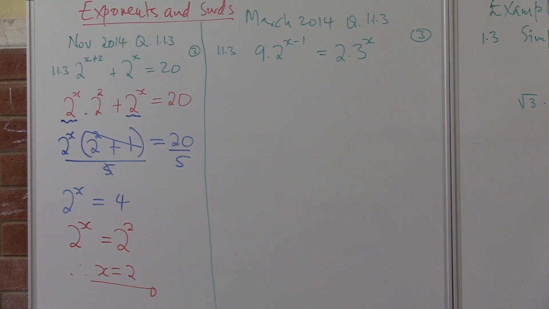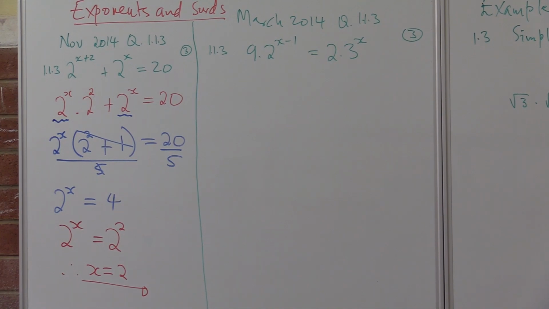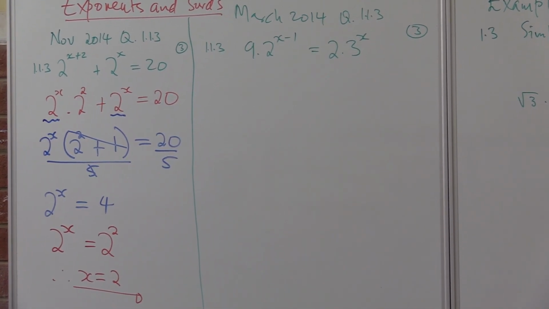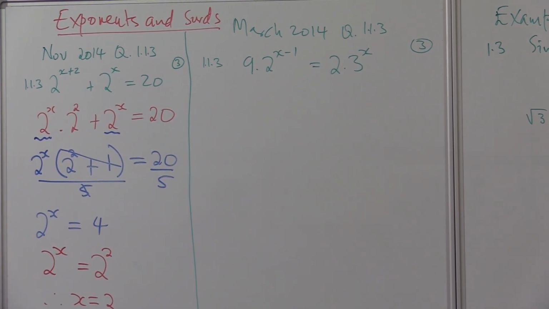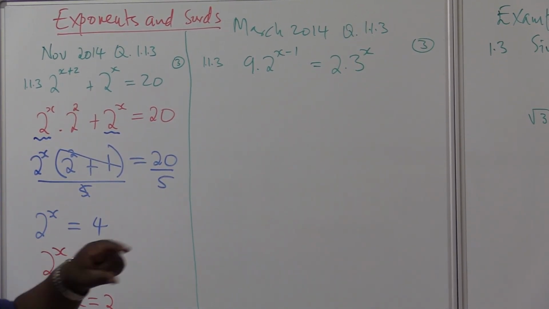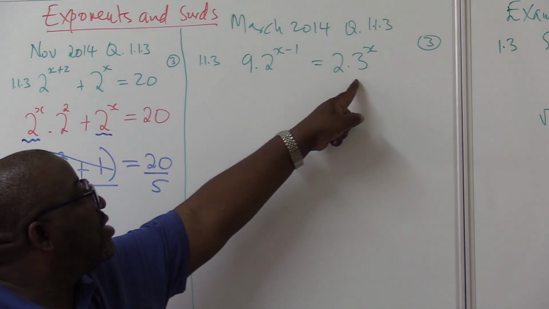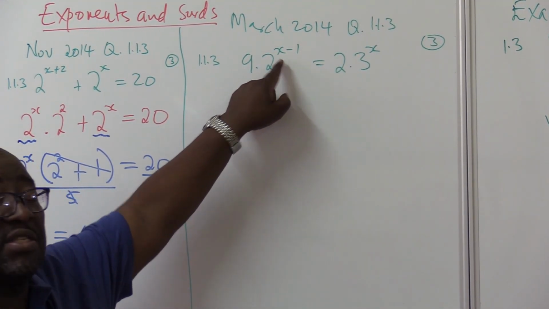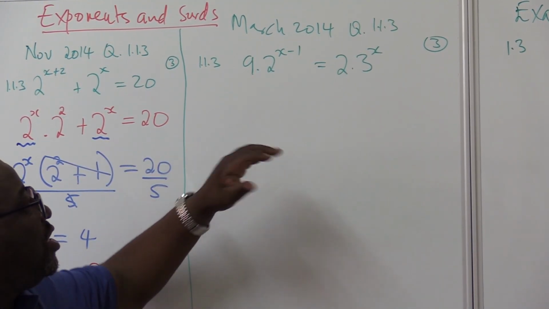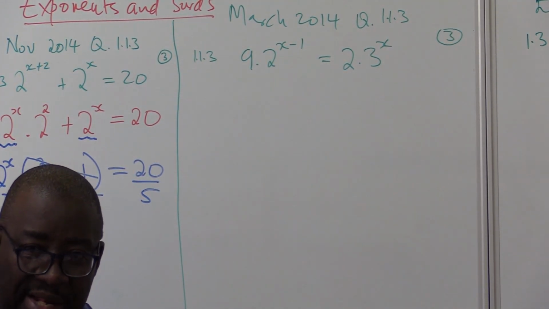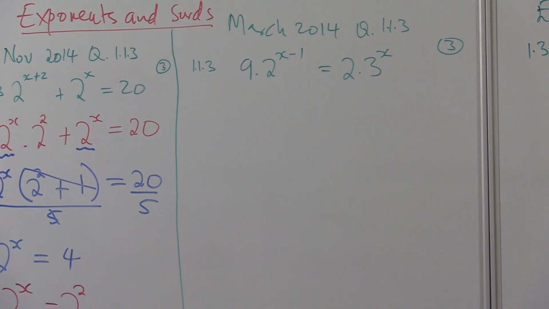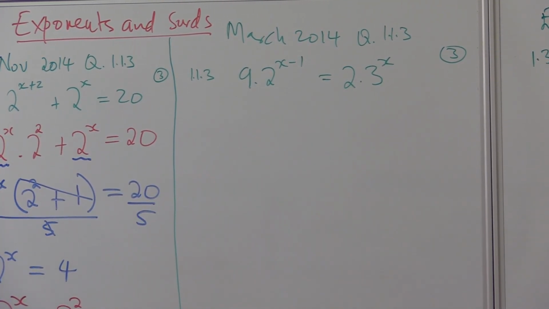I want us to look at the next one. Slightly different. It was taken from March 2014. It was the supplemental exam. It was question 1.1.3. About 3 marks as well. Same challenge. We're looking for x. Remember before it was like this, how it was. The challenge now is that the x is on this side, it's also on that side. I've got to clean it such that I've got x equals something. Let's work it out.